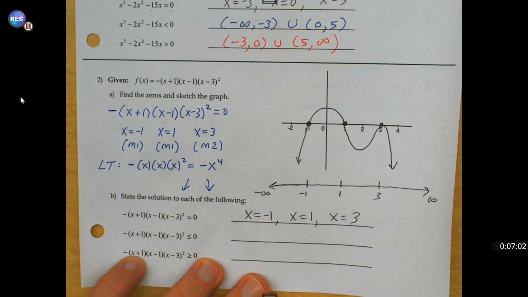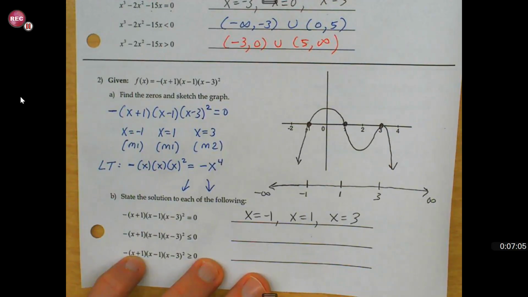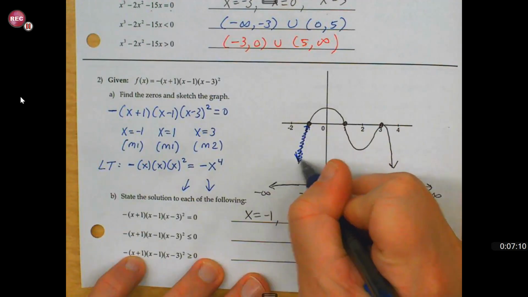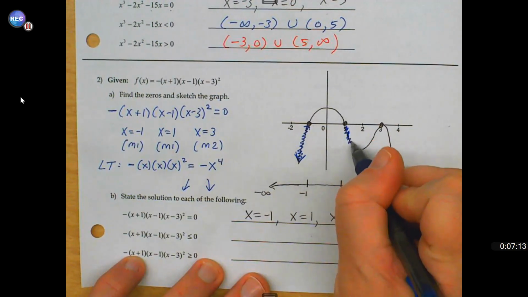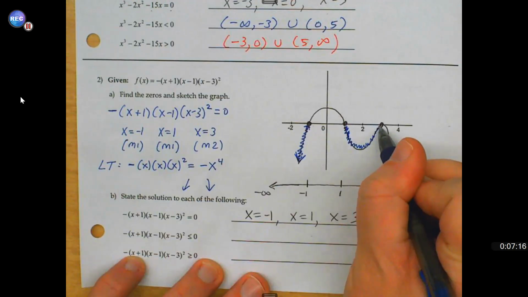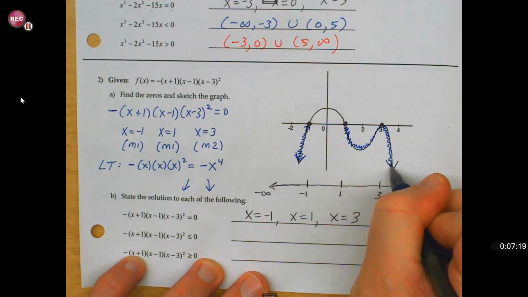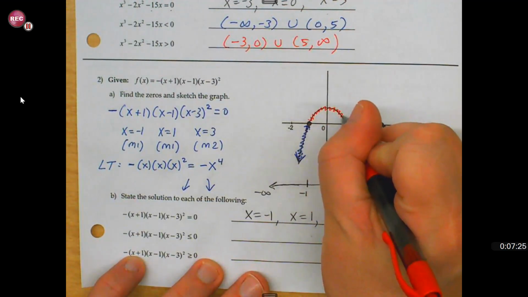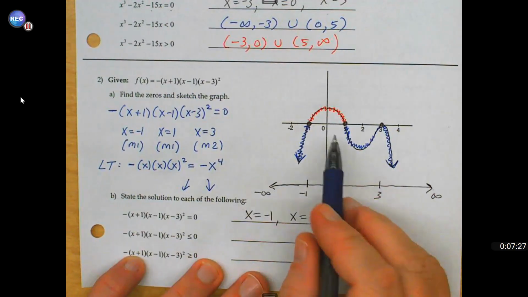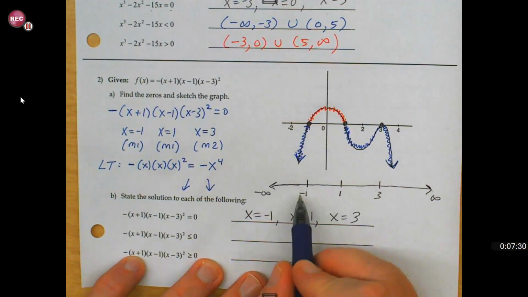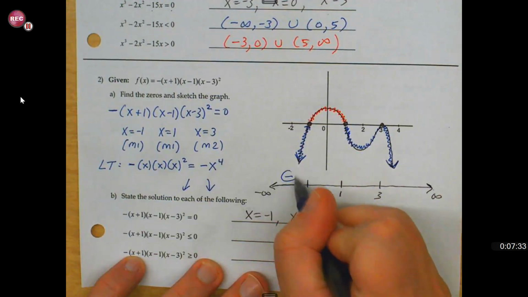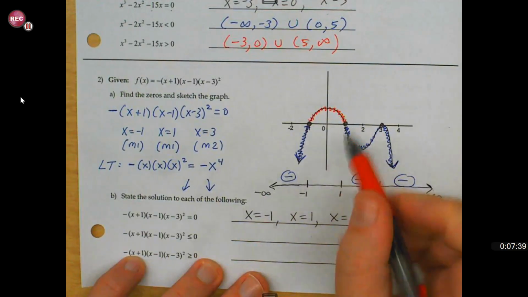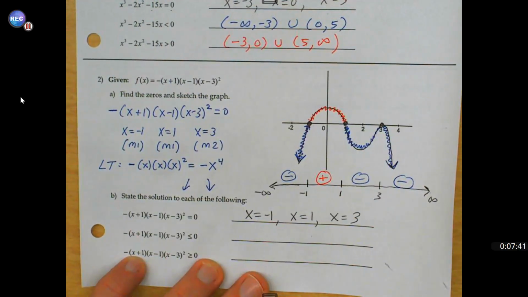And as far as the inequalities go, we're just going to color code it again. So for under the x-axis, I'm just going to use blue. And for above the x-axis, I'll use red. So that means my graph is less than 0 when I'm in this interval, and this interval. And then when I'm above the x-axis, these guys will be positive y values.